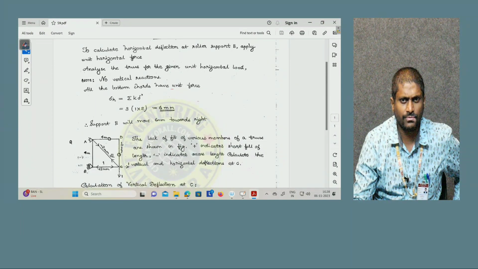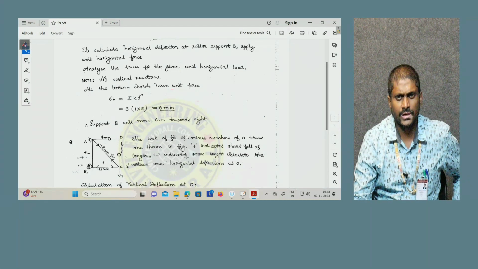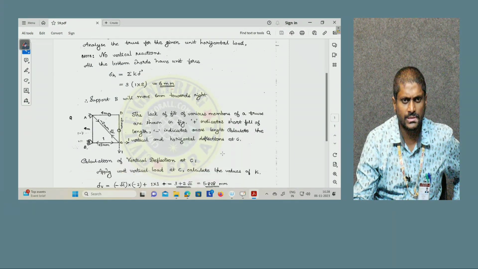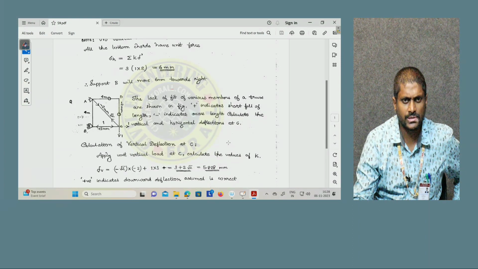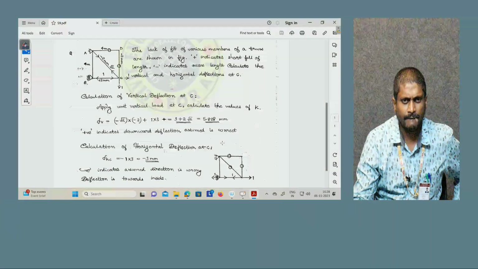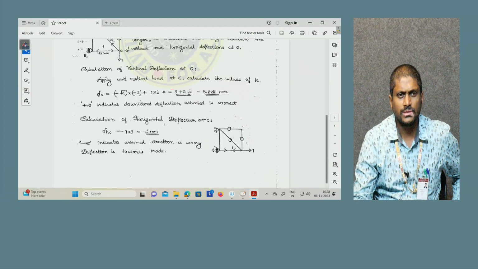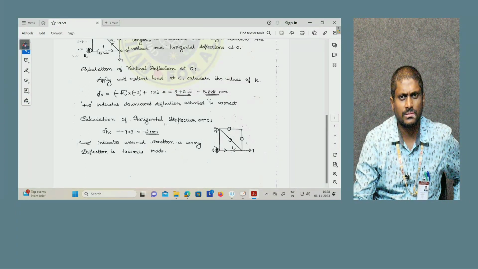The lack of fit of various members of a truss are shown in figure. Positive indicates shortfall of length, negative indicates excess length. Calculate the vertical and horizontal deflection at C. Calculation of vertical deflection at C: apply unit vertical load at C, calculate the values of K. So likewise you have to calculate all the values, and with this numerical, I would like to stop this session.